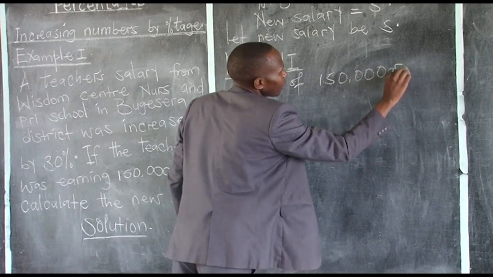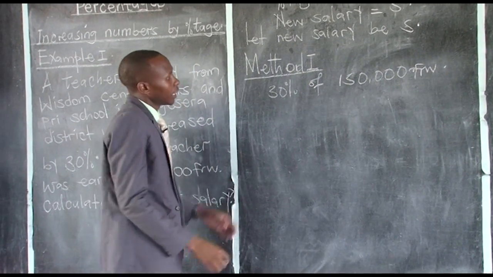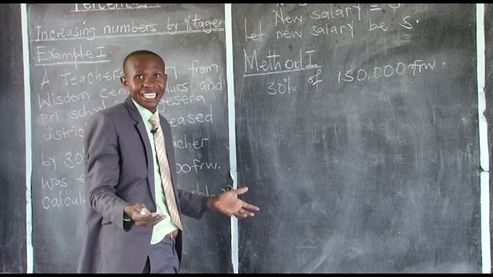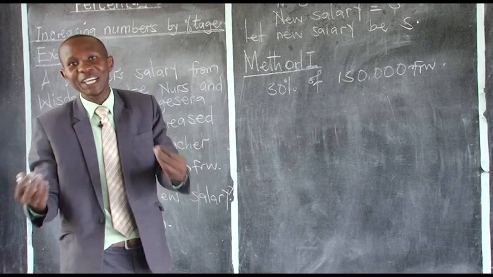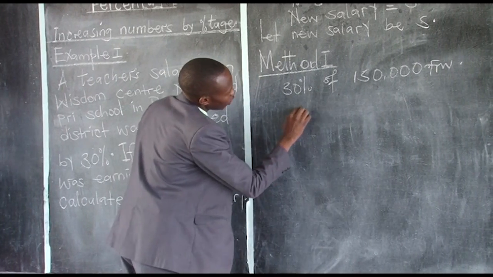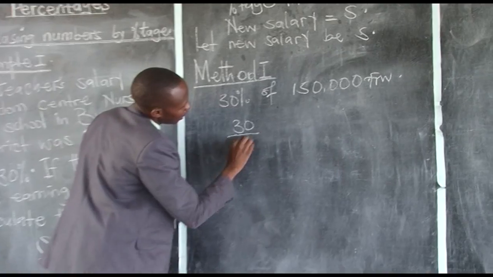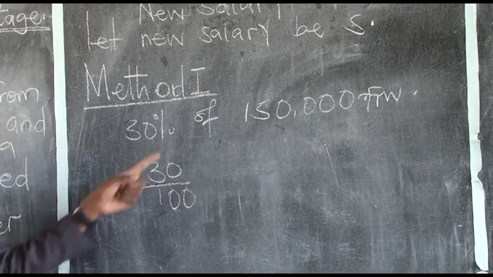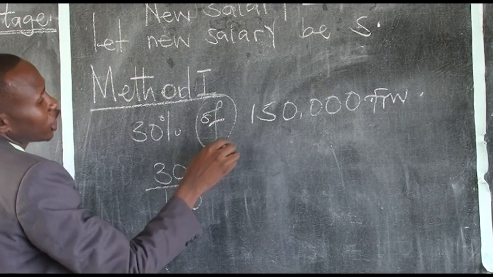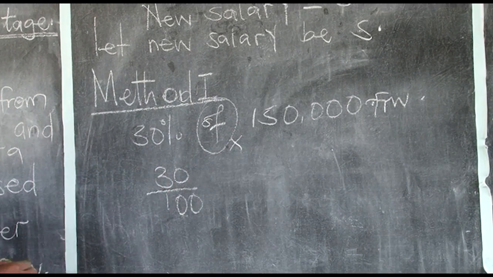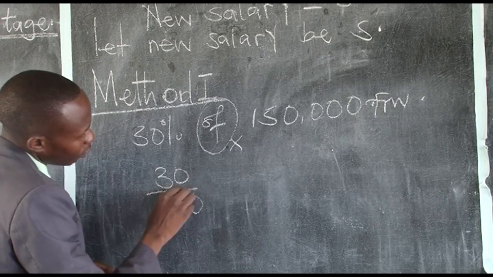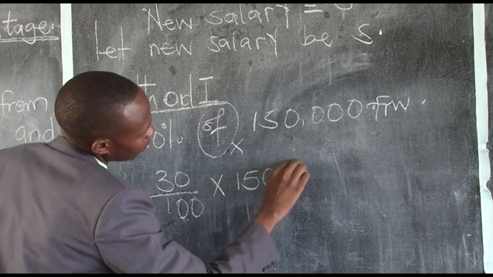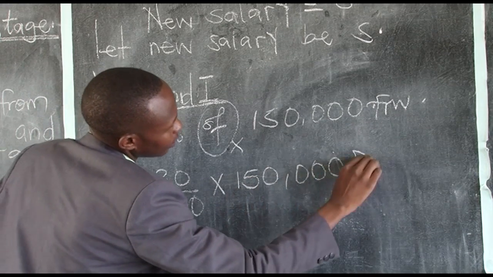Remember, the word "of" simply means multiply. Now, if it means multiply, then what are we going to do? We shall say 30 out of 100. 30% is the same as saying 30 out of 100. The word "of", we said it changes to multiplication. So I'll say 30 out of 100 times 150,000 francs.